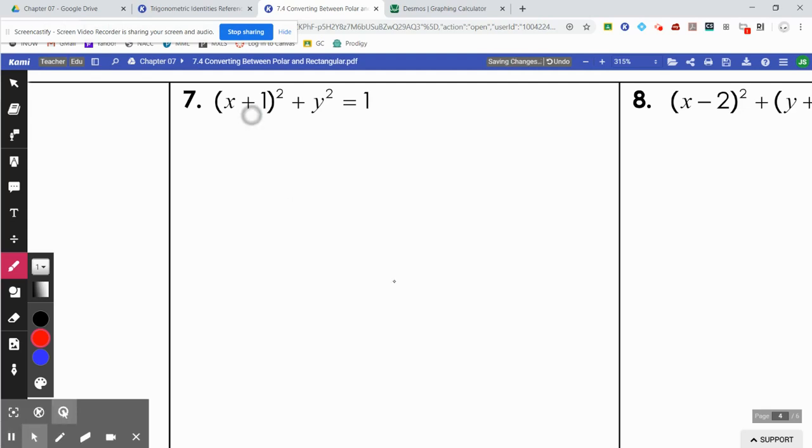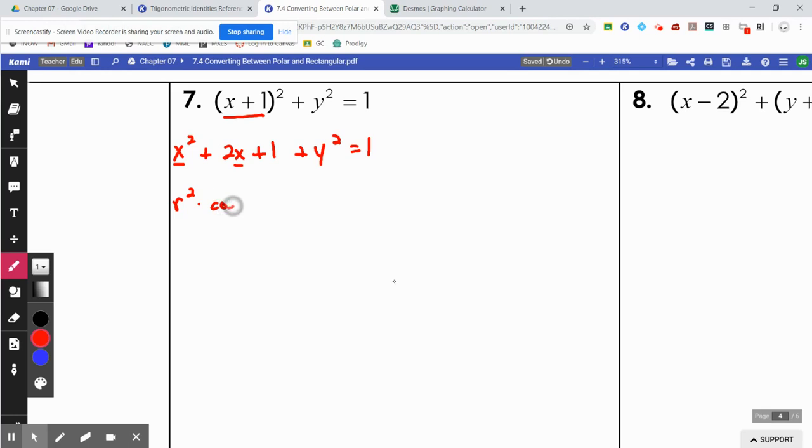Now, to change this, we are going to have to FOIL this out. To square a binomial, you square the first, multiply the two terms and double it, and then square the second. So this is what you now have. We know that x is equal to r cosine theta. So let's replace all of our x's with r cosine theta. You now have r squared times cosine squared theta plus 2 r cosine theta plus 1 plus, we know that y is r sine theta, so you have r squared sine squared theta is equal to 1.